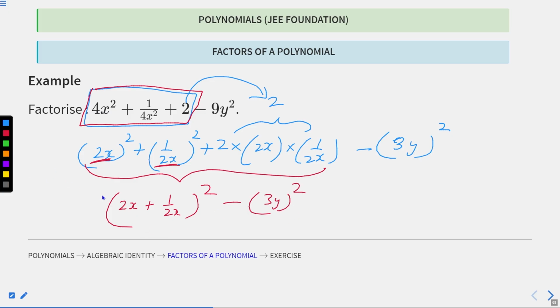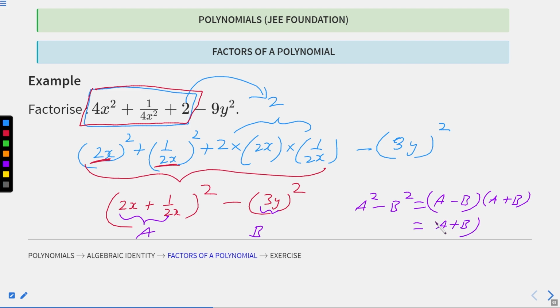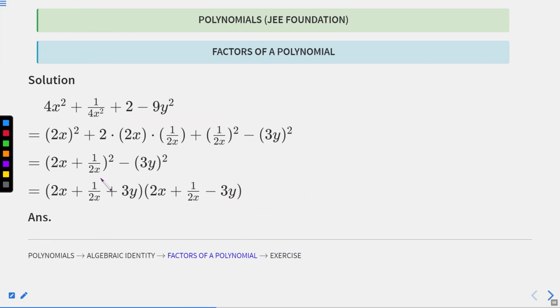Now taking this as capital A and this as capital B, we use the a square minus b square formula, which is a minus b product with a plus b, or one can say a plus b product with a minus b. I hope this is clear. So we arrived at this point. Now just adding these two terms, 2x plus 1 by 2x plus 3y product with 2x plus 1 by 2x minus 3y. Now this is my factorized form.